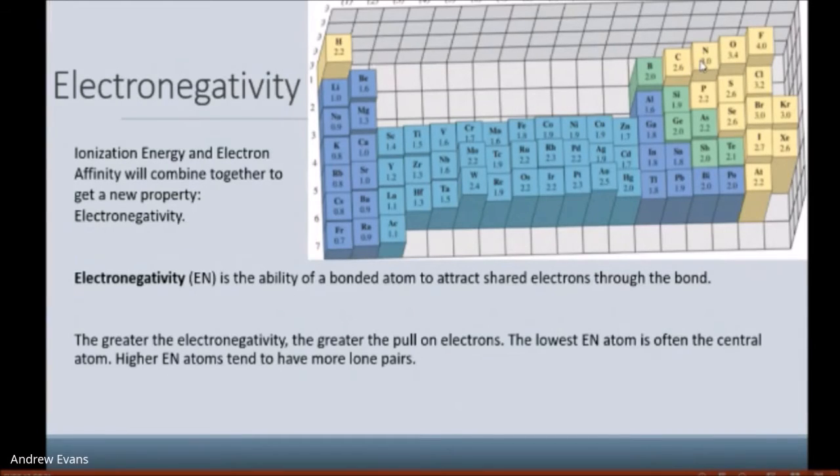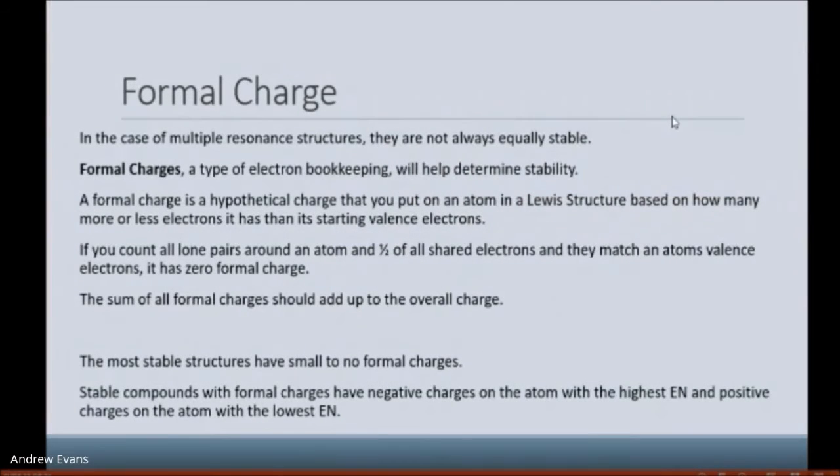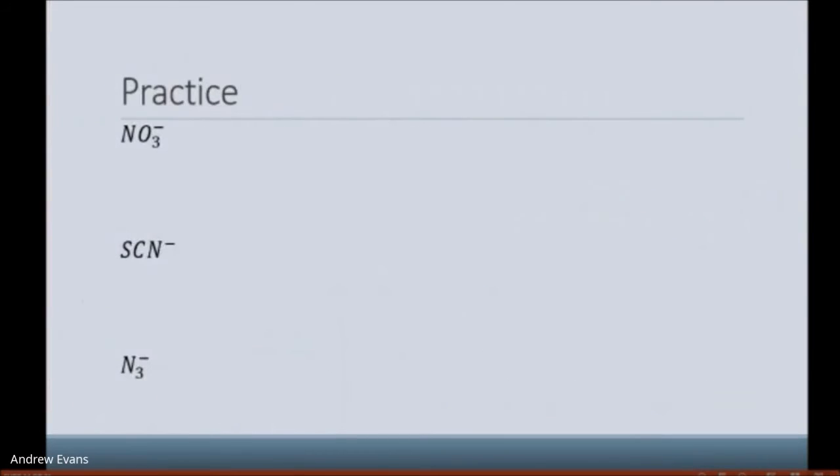Nitrogen more likely a positive charge than oxygen. Oxygen more likely a positive charge than fluorine. Oxygen more likely a negative charge than chlorine. And so depending on what you have, but chlorine would more likely have a negative charge than nitrogen. Sulfur is similar to carbon. So we're going to try some structures with this.